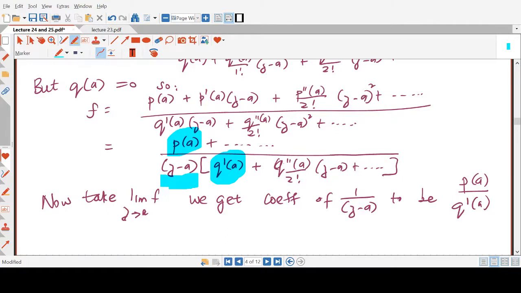If you don't like that explanation, I can expand this guy here, 1 over this guy, in the power series, like I did for the 1 over 1 minus cos z problem. Remember, I had this a plus b z squared plus c z to the fourth, etc. Similar explanation.